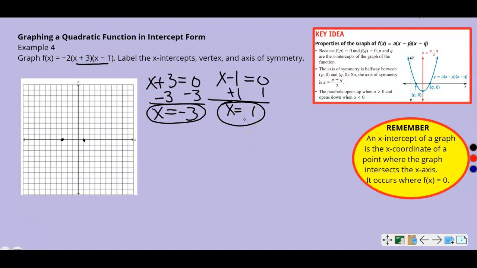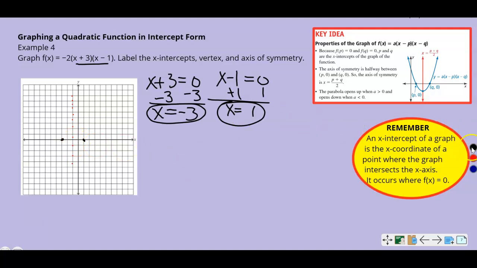All right, now we need to find the vertex. We know the vertex is going to fall halfway between these two points. So we can count 1, 2, 3, 4. There's 4 units between here. So we know it's going to be halfway between. So our vertex is going to fall somewhere along this dotted line here. All right, so we can tell that x is negative 1 is going to be our vertex.